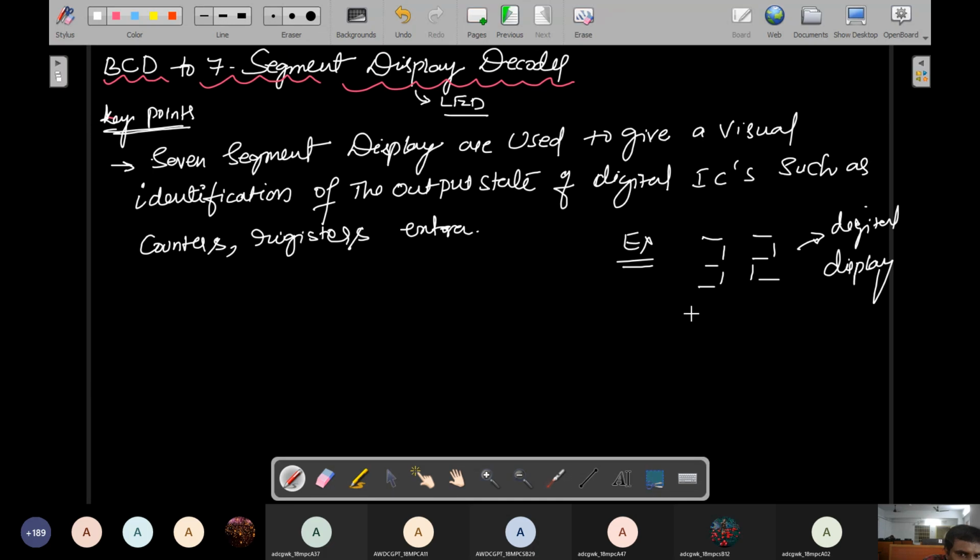Now we will see the operation of digital display by using the concept of BCD to 7 segment display, because here we are using 7 outputs. If you write the complete notation, see, 1 2 3 4 5 6 7. These are the 7 segments. That's why it is called a 7 segment display. This is the example of digital display.